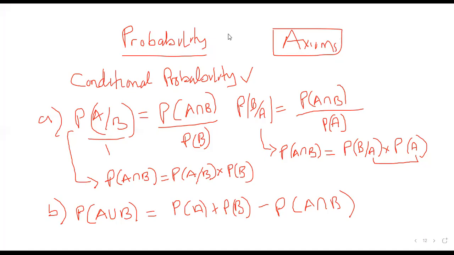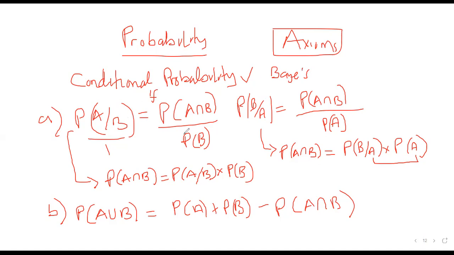Conditional probability: whenever you see a slash or the word given or the word if, just know that this is conditional probability. A given B, B given A. To expand this, this is called Bayes' theorem.